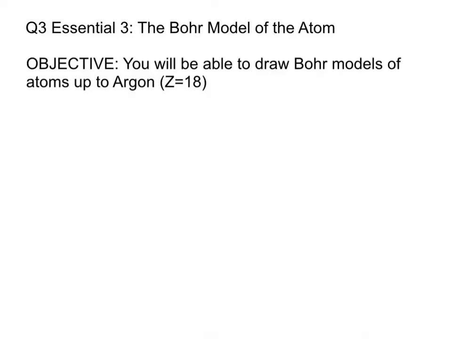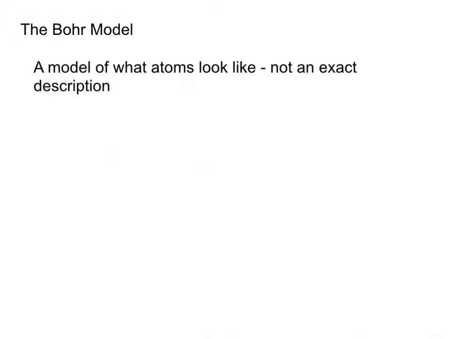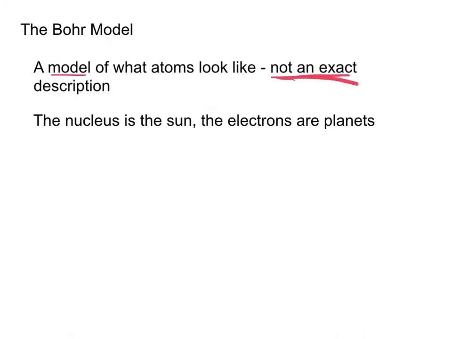By the end of this video, you will be able to draw Bohr models of atoms up to argon, which has an atomic number of 18. So what is the Bohr model? Well, the Bohr model is just a model of what atoms are supposed to look like. It's not an exact description. And so in this model, the nucleus is the sun, and the electrons are planets orbiting around the sun.